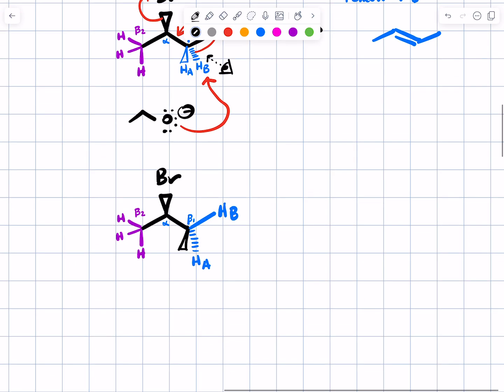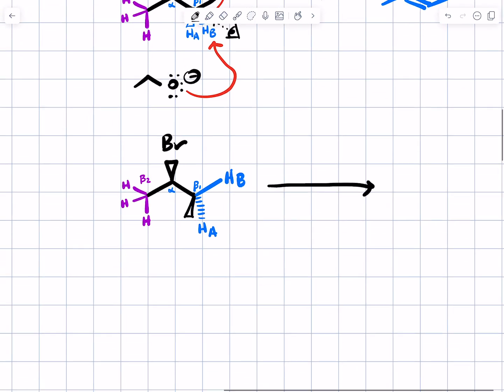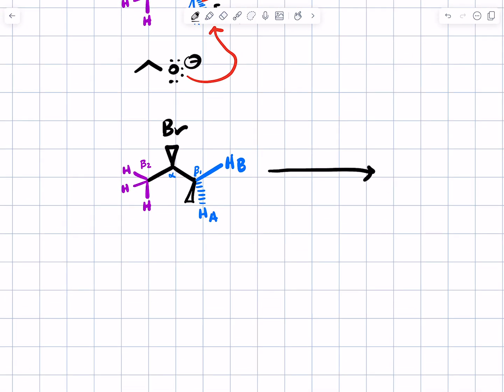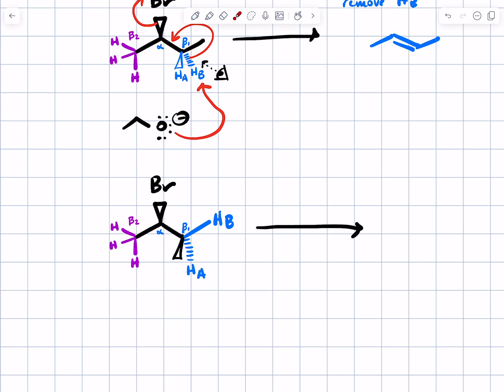All right. Now, notice, and I'm not drawing the Newman projection, but notice now that HA is anti to the leaving group, notice the new relationship between the methyl group of beta carbon 2 and this other methyl group. What's their relationship? They're not anti now, they're what? They're gauche to each other. They're sort of on the same side of the molecule.